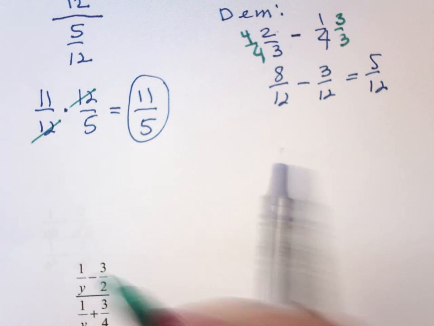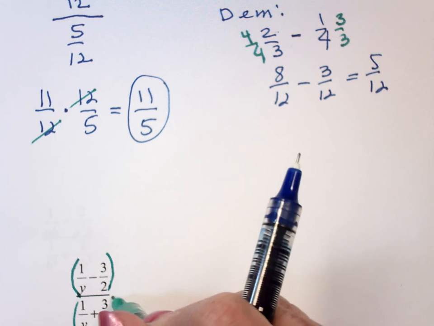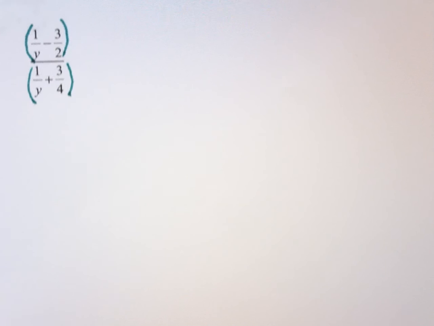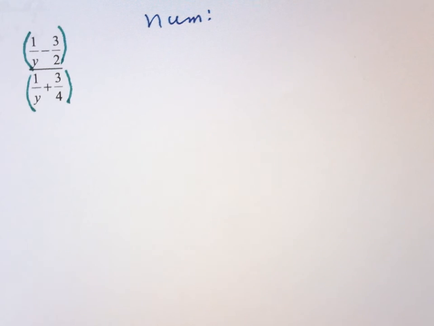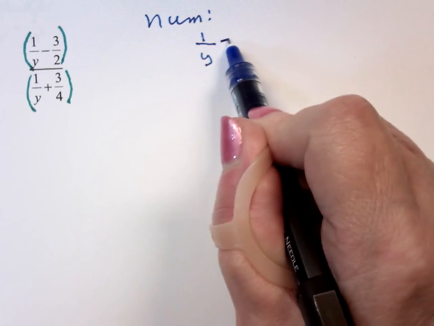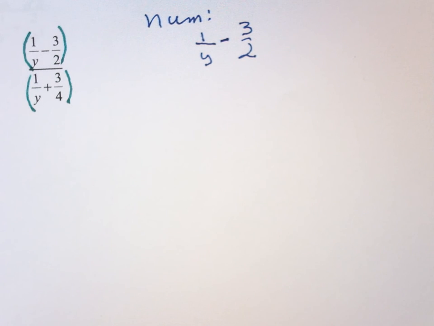So if I take a look at this problem, if I put parentheses around the numerator and denominator, there's an addition and subtraction. It's more than one term. So now I've got the process that I need to go through. So numerator, I'm going to have 1/y minus 3/2. So the common denominator is 2y.